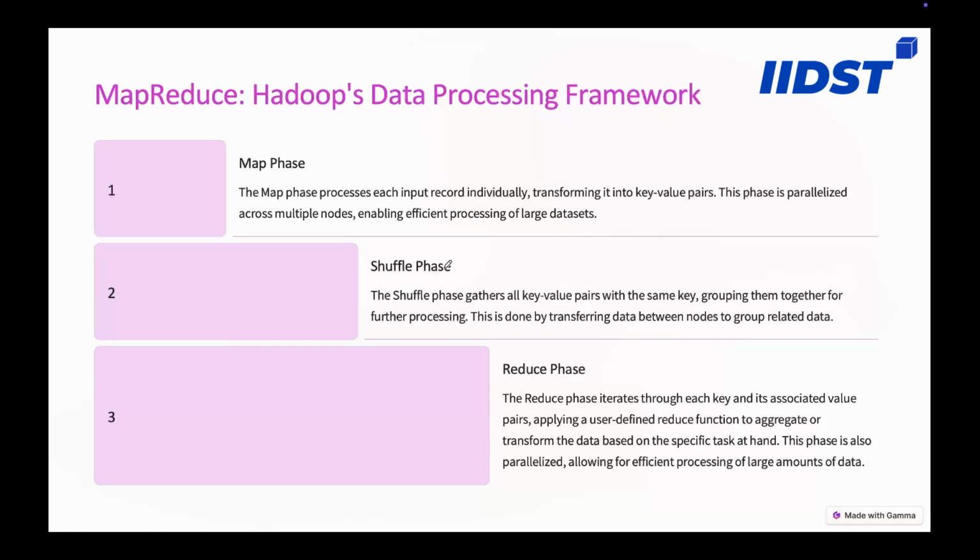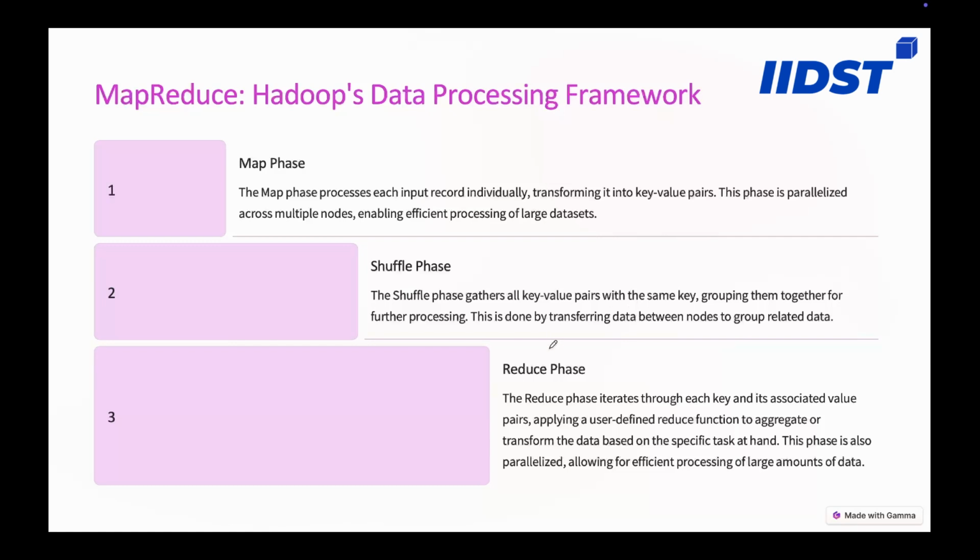And then comes the shuffle phase. The shuffle phase, I'll just talk you through it, and then I'll explain it once I get it all done. The shuffle phase gathers all key value pairs with the same key, grouping them together for further processing. This is done by transferring data between nodes to group related data.